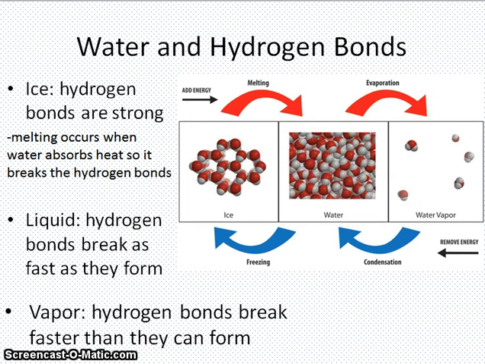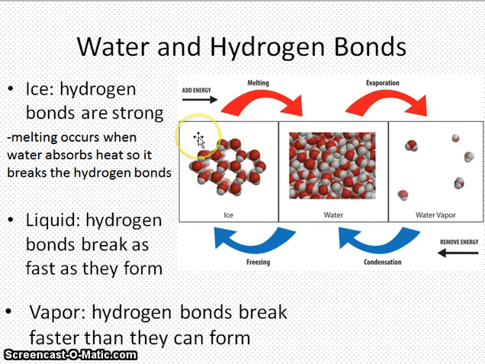So water has three different forms. It's in liquid, solid, or gas. So ice, liquid water, or vapor. And it happens through the addition or the removal of energy. Basically, the hydrogen bonds play an important role in that, because when you add energy or when you remove energy, something happens to those hydrogen bonds.